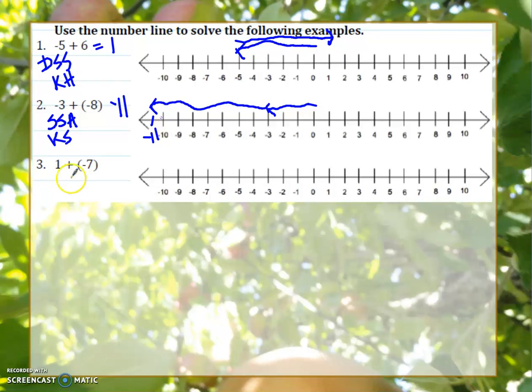1 plus negative 7. Different signs subtract. Keep higher absolute value. 7 minus 1 is 6. Keep the higher absolute value, so it's negative 6. So we are going to go to the right 1. And then we are going to go to the left 7. So 1, 2, 3, 4, 5, 6, 7.